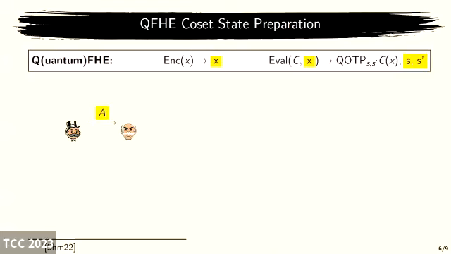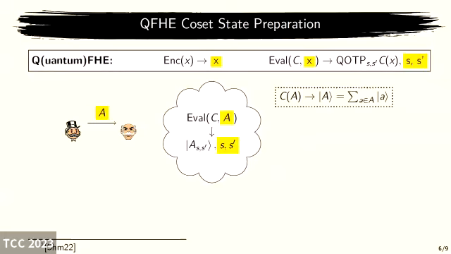So now, how does this preparation protocol work? We have a sender and a receiver. The sender will send an encryption of a subspace description A to the receiver. Then the receiver will evaluate this encryption on a circuit C, such that C on A outputs the superposition over all the vectors in the subspace A. And this is called a subspace state.